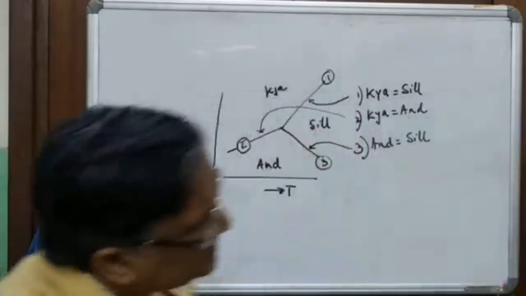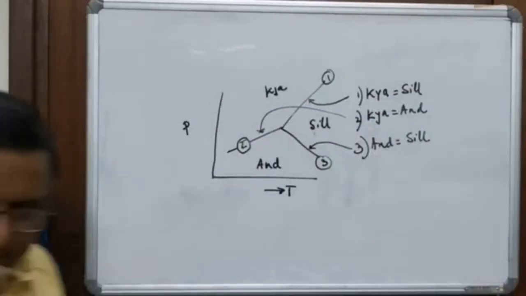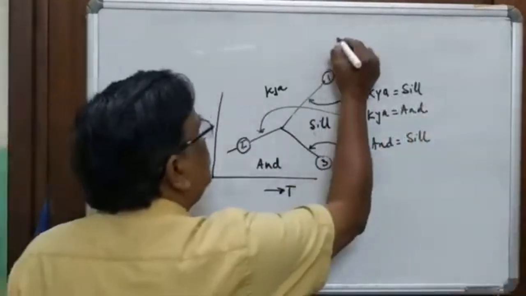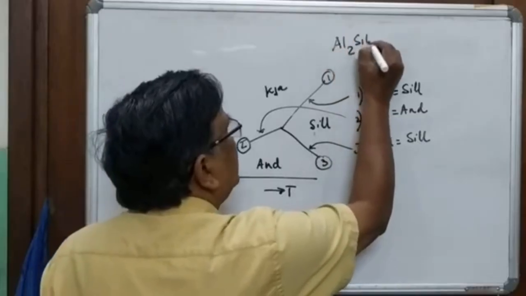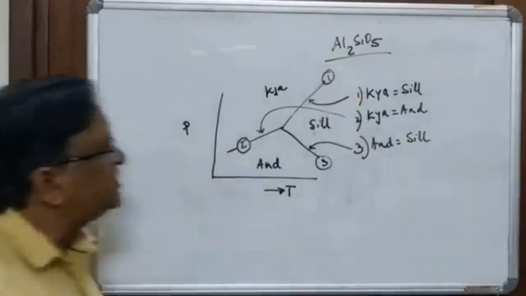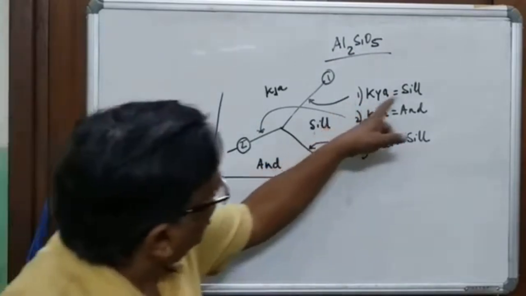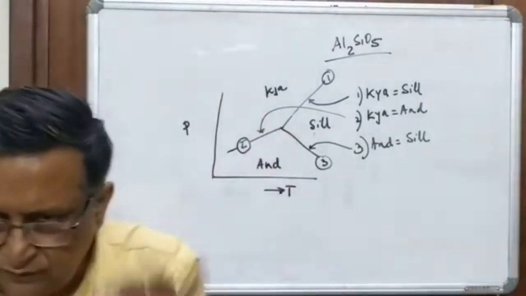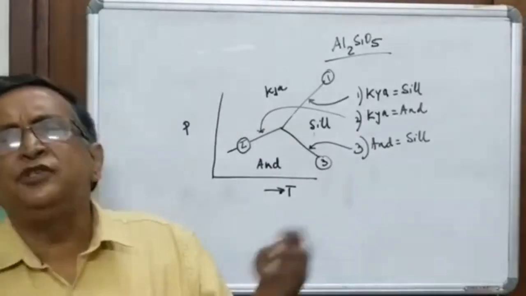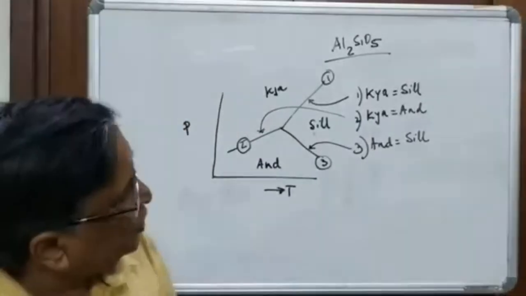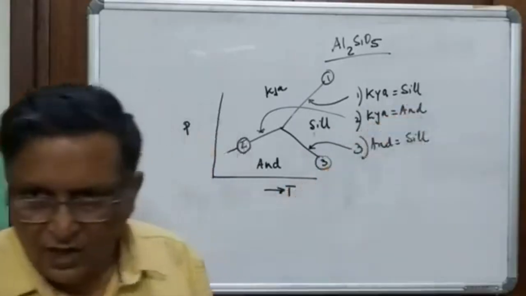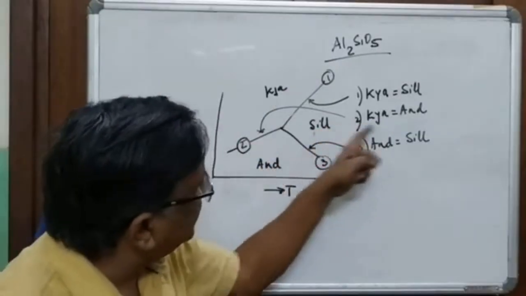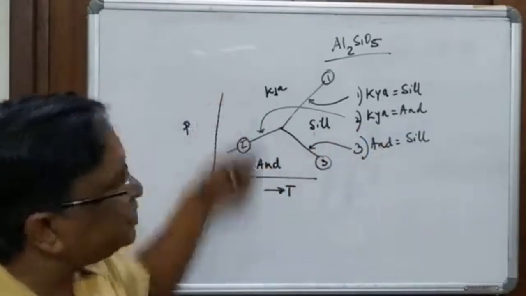But you can see one thing, and remember, if we take Al2SiO5 as my chemical system, then all these three phases, kyanite, andalusite and sillimanite, are pure phases. So if they are pure phases, the composition term does not come in at all. So each of these reactions is a function of pressure and temperature, and they relate to a phase transition.